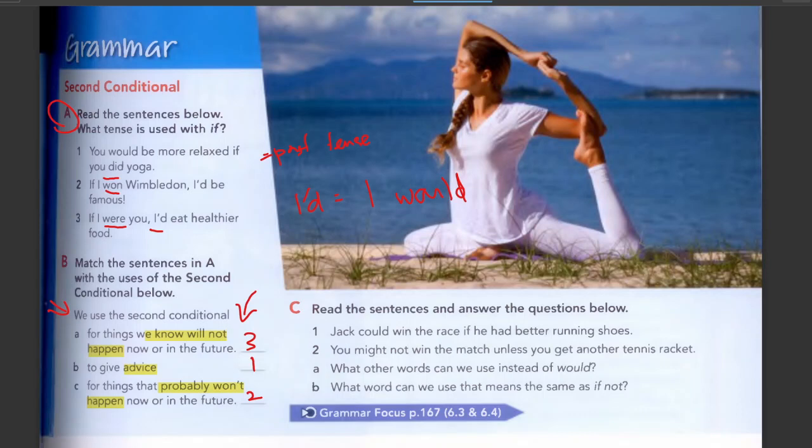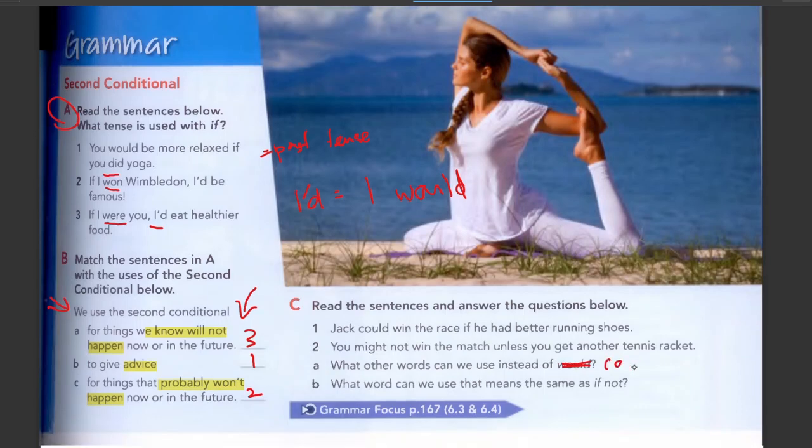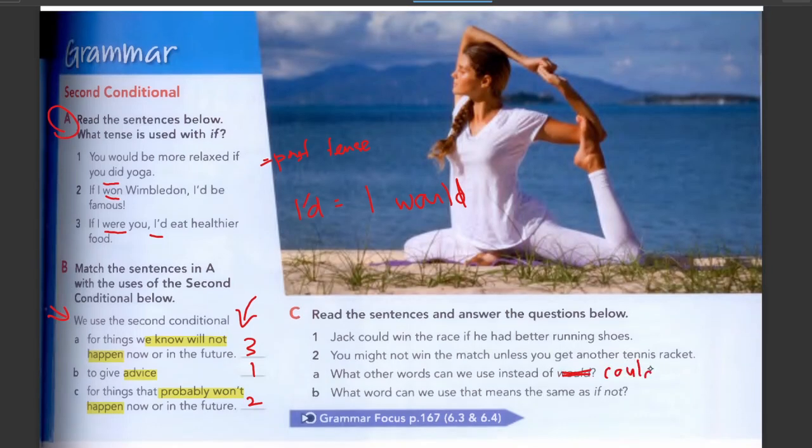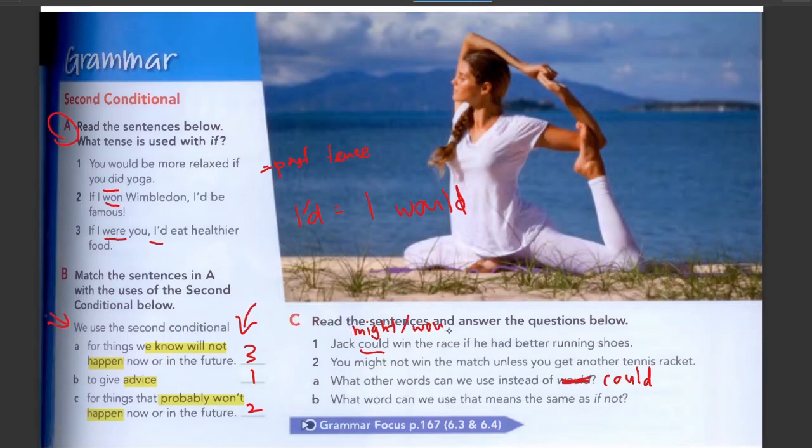A, what other words can we use instead of would? There is a mistake here, I think. It is not would, it should be could. So could kat sini. Jack could win the race if he had better running shoes. What other words can we replace it? Well, we could use words like Jack might, Jack would. Right, Jack might win the race, Jack could win the race if he had better running shoes.